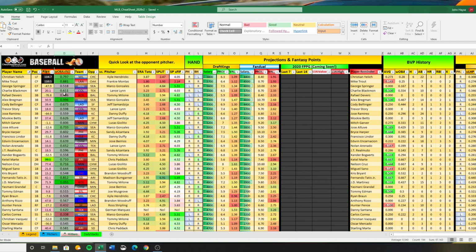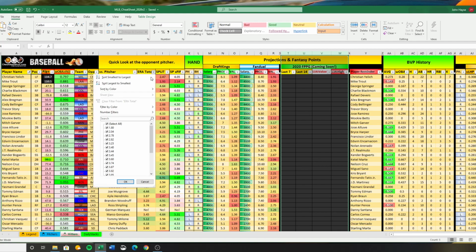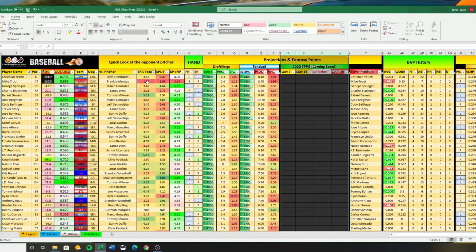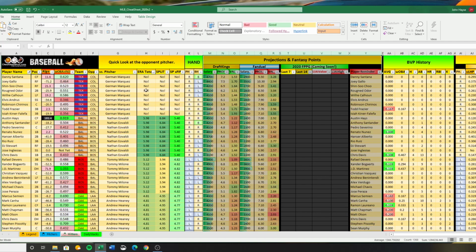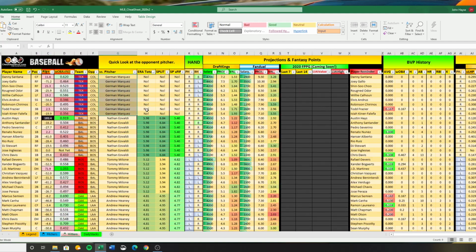So you can find these guys that have a high wOBA ISO, and then you can find a pitcher who's just getting annihilated, and then you can use these fantasy points per game to squeeze in some parts of your other stack. Now, one other thing I want to do when you're stacking: most people are going to say, okay, let's sort this highest to lowest for pitcher ERA.